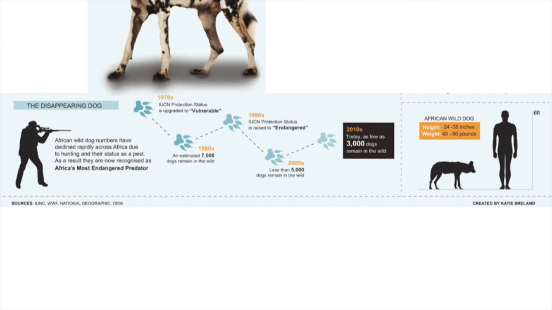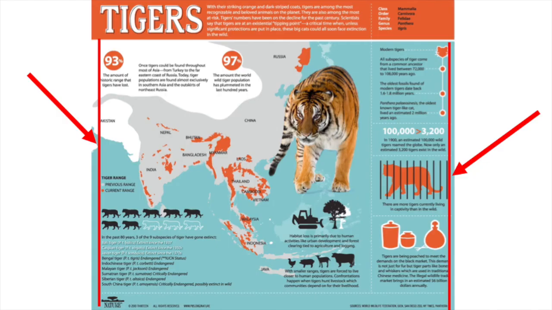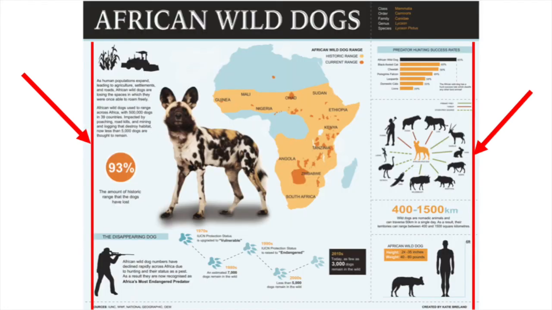The paw prints of the timeline are also meant to be purposely found underneath the feet of the realistic African wild dog. Part 9. Alignment. Alignment refers to arranging text and graphic elements so that they line up. In my infographic, I align the elements so that there's a clear margin on either side in the same way that they are aligned on my model.